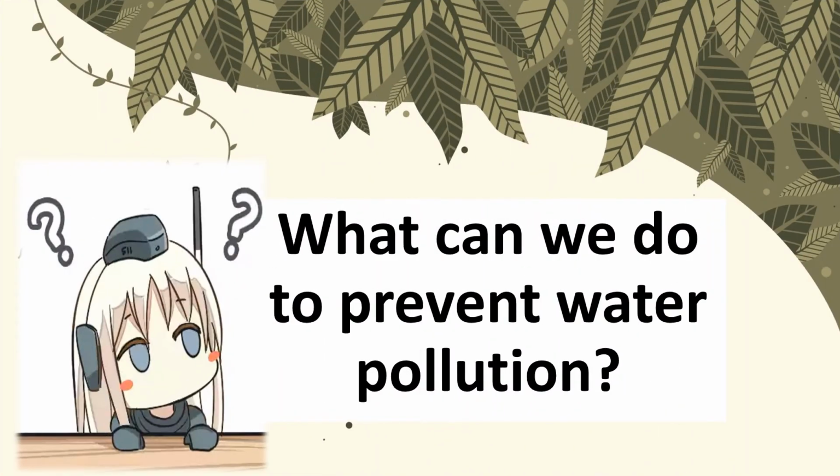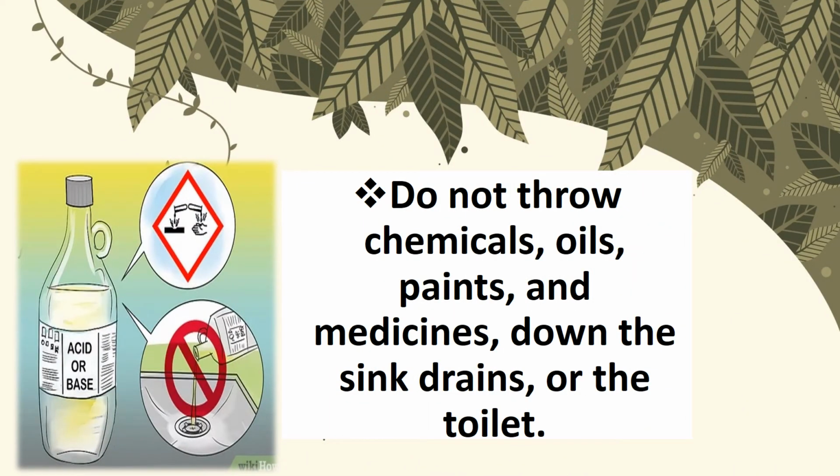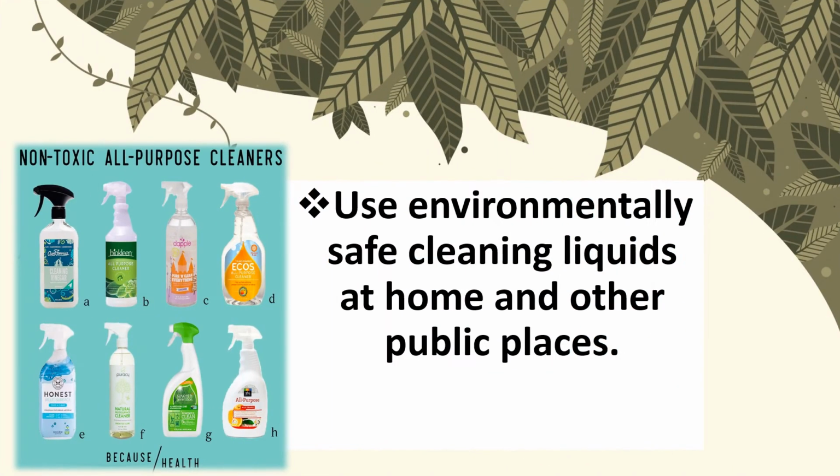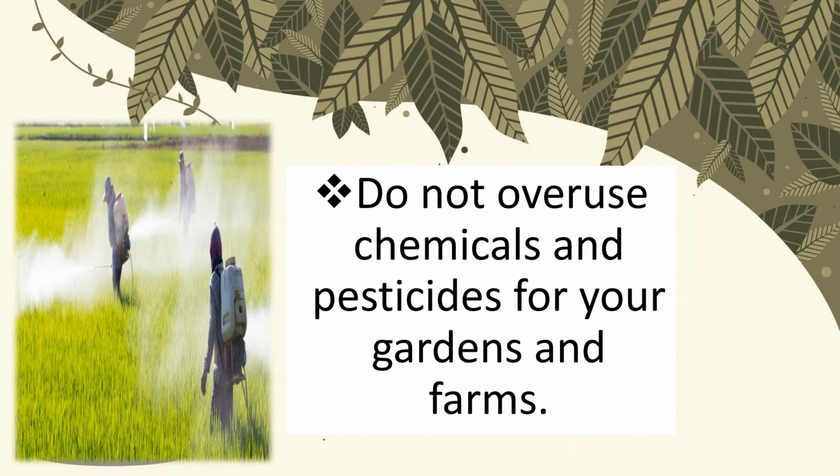What can we do to prevent water pollution? To avoid water pollution, do not throw chemicals, oils, paints, and medicines down the sink drains or the toilet. Another thing is to use environmentally safe cleaning liquids at home and other public places. Also, do not overuse chemicals and pesticides for your gardens and farms.